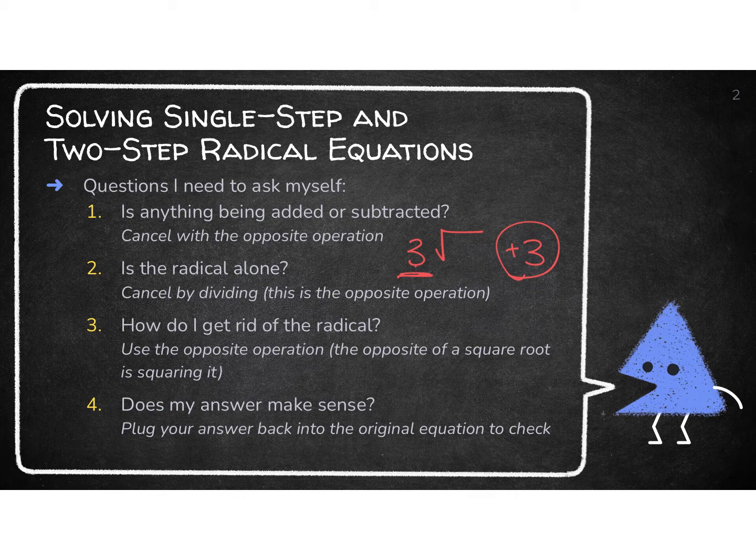This is saying 3 times this radical, so to undo multiplication, we would divide that out. Then this is the piece that's new to you, this number 3. How do we get rid of a radical? You need to use the opposite operation. The square root and something squared cancel each other out. Just like a plus with a minus, or a multiply with a divide, those cancel each other out. A square root and a square are inverse operations, so they cancel each other out.